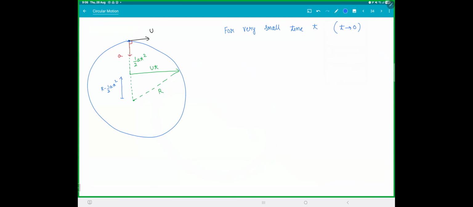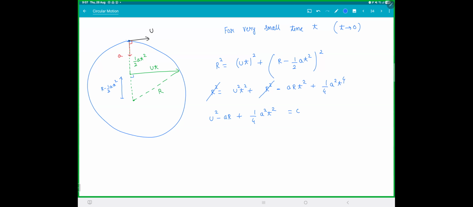Now, Pythagoras theorem, because this is 90 degrees. R square is equal to ut whole square plus R minus half at square whole square. Expand this. R square is equal to u square t square plus R square plus 1 by 4 a square t power 4 minus aRt square. R square goes off, and t square also goes off. You'll be left with u square minus aR plus 1 by 4 a square t square is equal to 0.